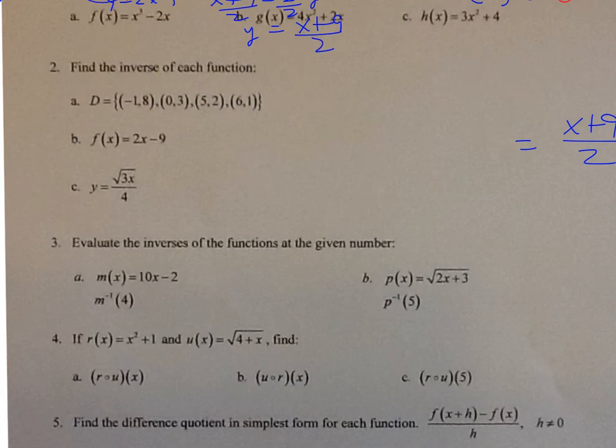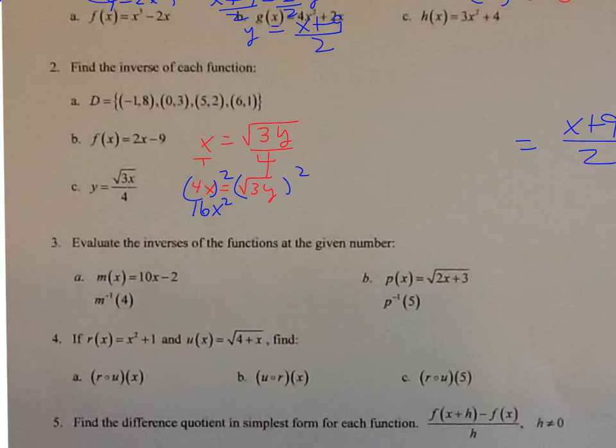Okay, next one, letter C. All right, this is already in y equals form, so I'm just going to switch x and y. So I get x equals the square root of 3y over 4. I'm going to put x over 1 and cross multiply. So I get 4x is equal to the square root of 3y. To get rid of the square root, we square both sides. So 4x squared is actually 16x squared, right? Because 4x times 4x is 16x squared equals 3y. Divide both sides by 3. We get y is equal to 16x squared over 3. Okay, so let's take a look at number 3.